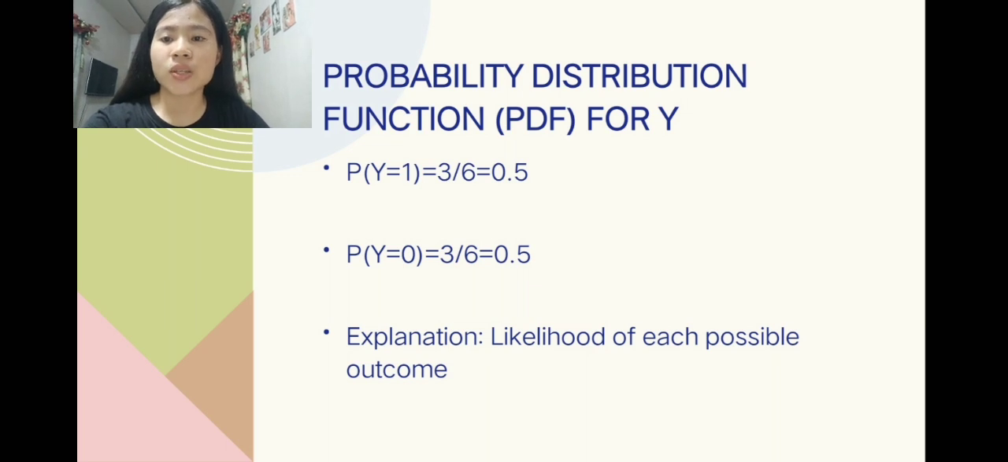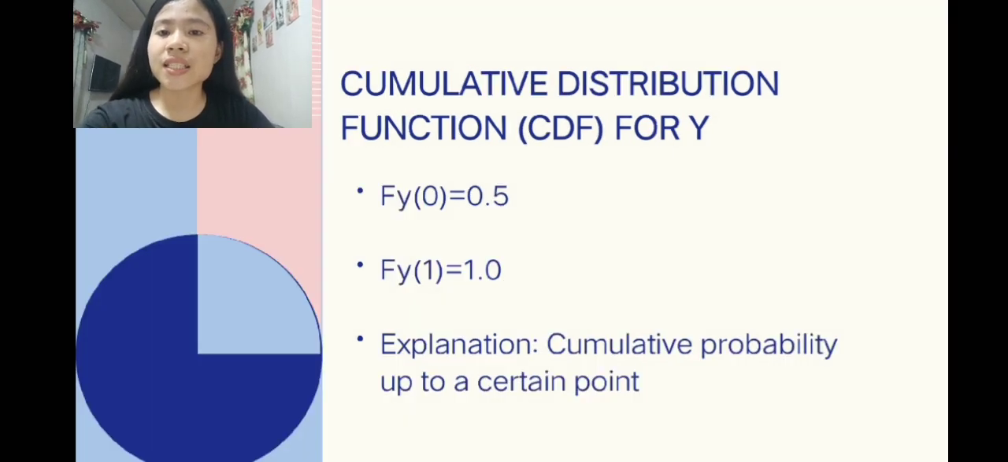For P of Y equals 0, the probability of not winning, which is the probability of rolling 1, 2, or 3, this is calculated as 3 over 6, or 0.5. Now, let's look at the CDF for Y. F sub Y of 0 is the probability that Y is less than or equal to 0, which is just P of Y equals 0, which equals 0.5.